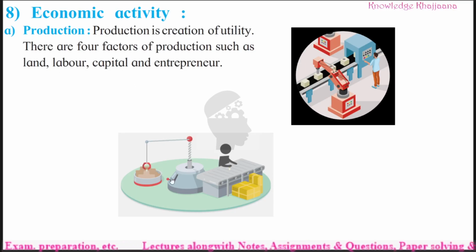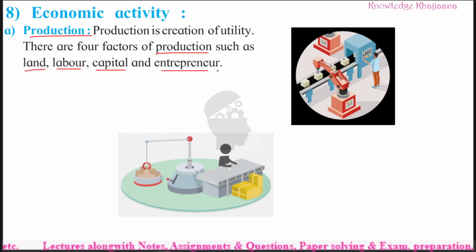Now there are four factors of production. Which are the factors of production? The factors which are involved in the production process. Land, labor, capital, and entrepreneur are the four factors which contribute to the process of production.